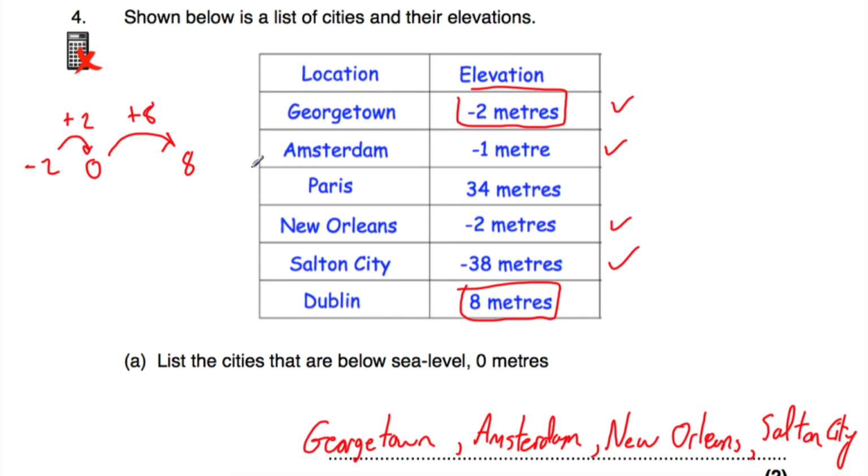Alternatively, we could treat it as a subtraction, so we could take the highest elevation, which is 8 meters, and subtract the lowest elevation, which is -2 meters, and 8 minus -2 would be 8 plus 2, and 8 plus 2 is equal to 10 meters.